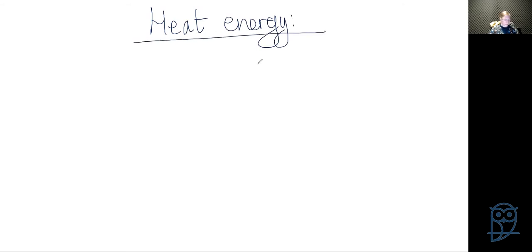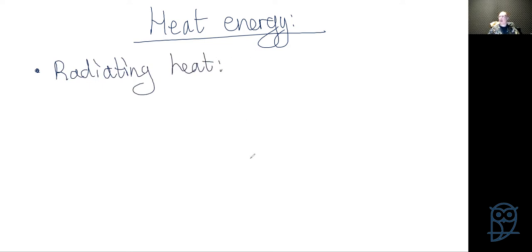we have heat energy. So heat energy, we've got 2 categories. The first kind we have is radiating heat. This is if you're standing in front of a heater and you feel the heat coming off of it. This is essentially what we mean. The heat from your stove that you use to cook your food is essentially that kind of heat energy. So we've got radiating heat. I'm just going to put a stove in here so you guys understand.